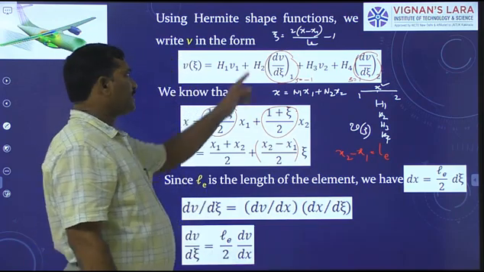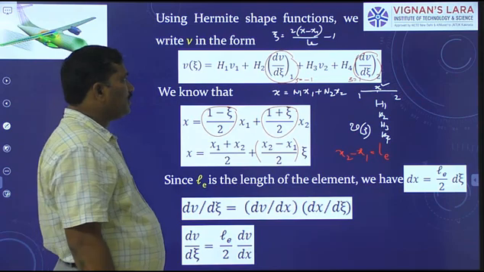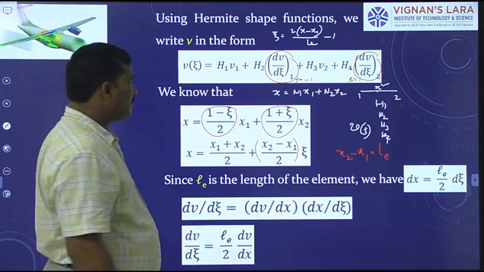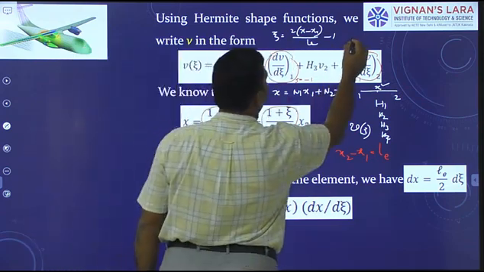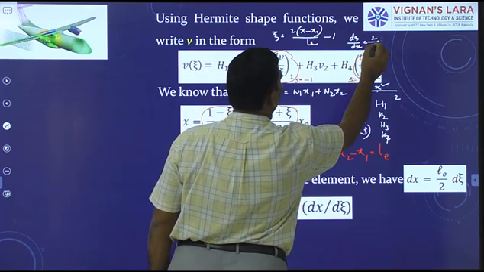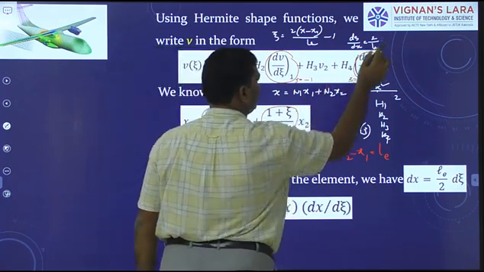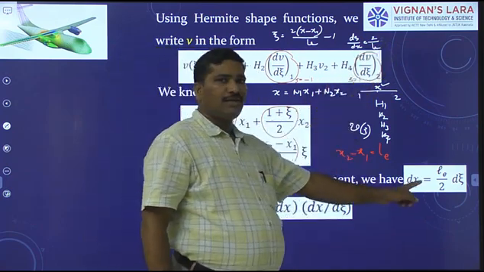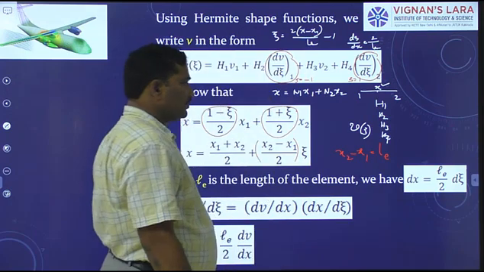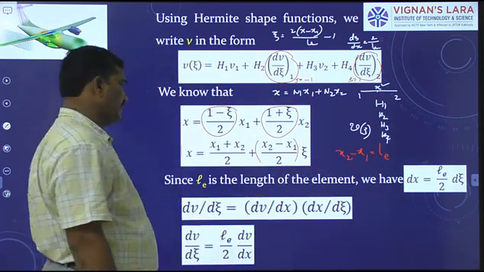We know that the expression for ξ equals 2 times (x minus x1) divided by the length of the element, minus 1. Hence, dξ by dx equals 2 by the length of the element. Therefore, you can write dx as equal to Le by 2 into dξ.